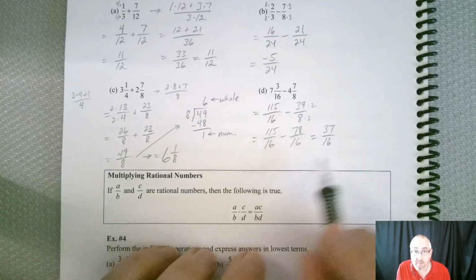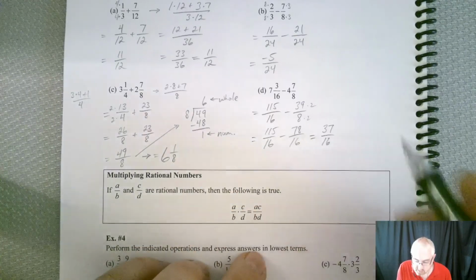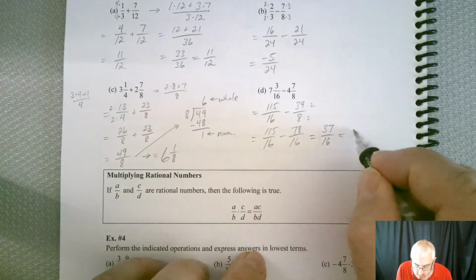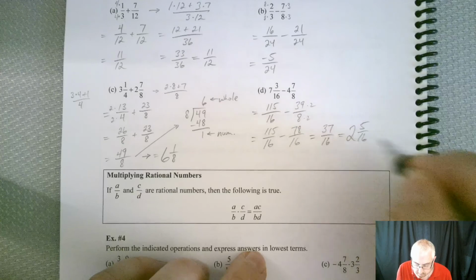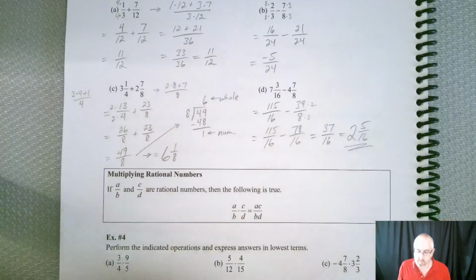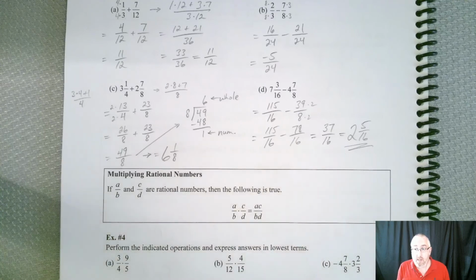So now we got to divide, just like we did over here. How many times does 16 go into 37? I think it only goes in twice. And I think there's 5 left over. So 2 and 5/16.